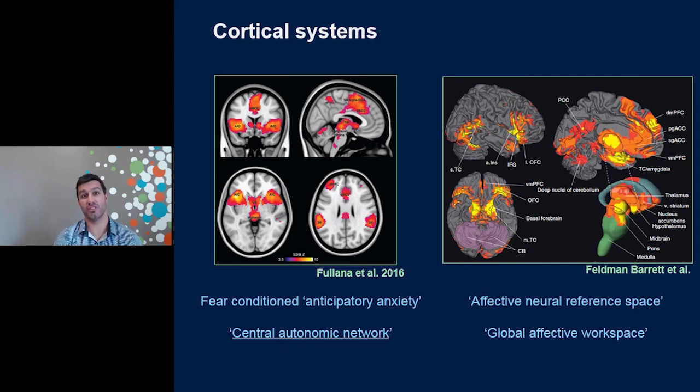more classical characterizations of the brain's central autonomic network. And I'm going to explain a little bit more about this. I think these results are really interesting.